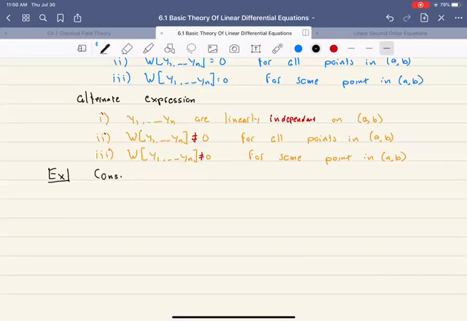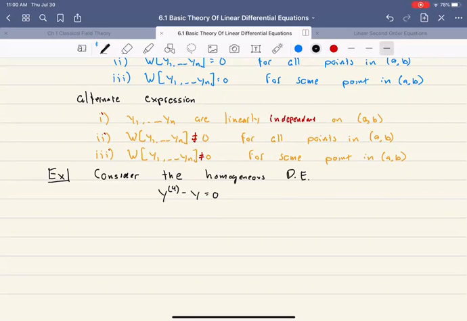Let's consider the homogeneous differential equation y to the fourth minus y equals 0. Okay, and we could solve this doing the same thing. Let's assume y equals e to the rt, or e to the rx.